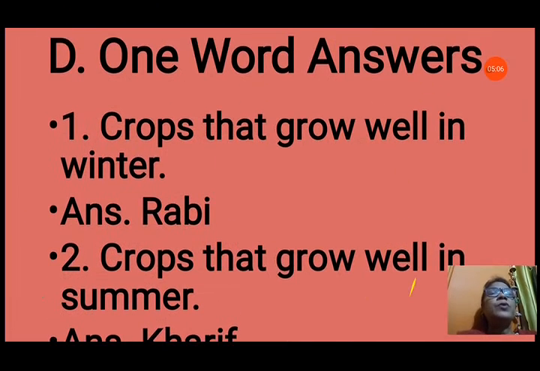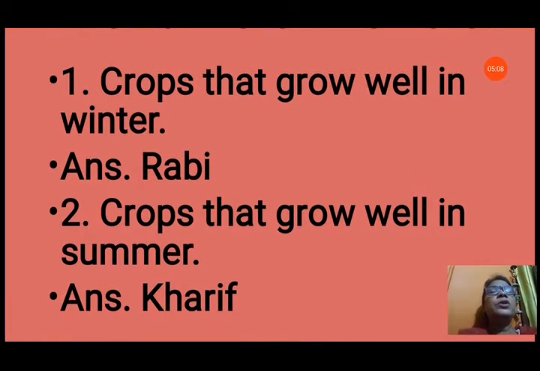Now one word answer question number D. First is crops that grow well in winter. We know that Rabi crops grow well in winter. They are sown in October mostly and they are cut in the spring season. Now crops that grow well in summer. We know that in summer season, during the rainy season, when the rain starts, that time we have kharif crops.